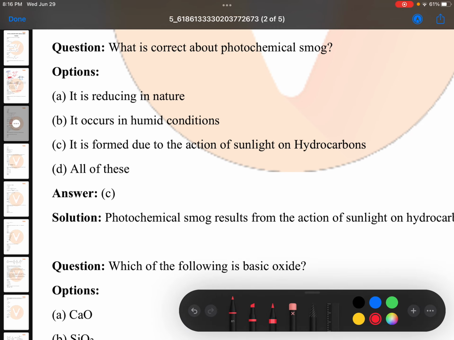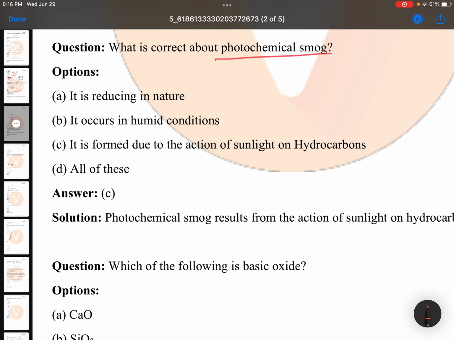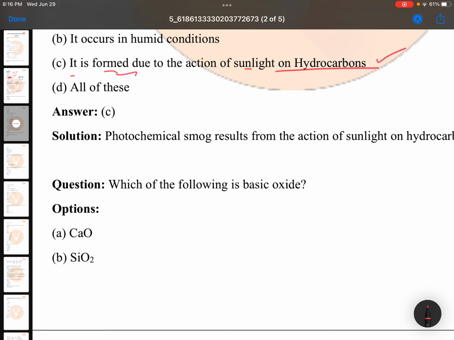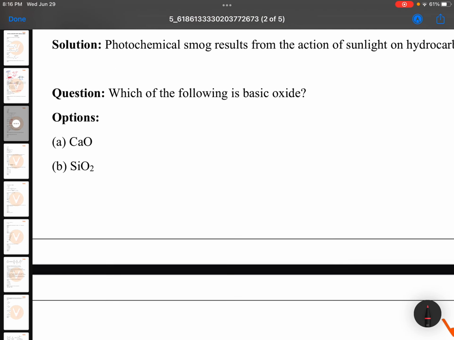What is correct about photochemical smog? This question is coming repeatedly, and the answer is it is formed due to the action of sunlight and hydrocarbons. Please be careful about the environmental chemistry questions.